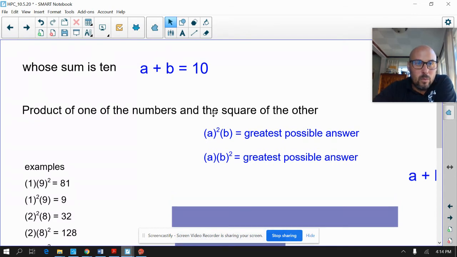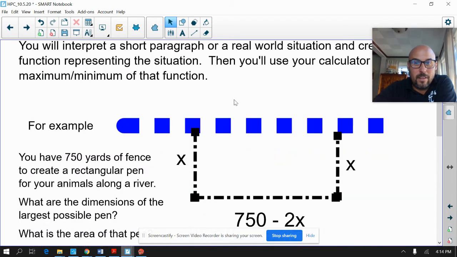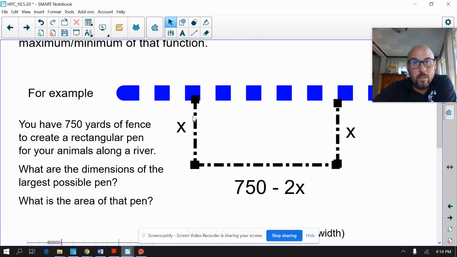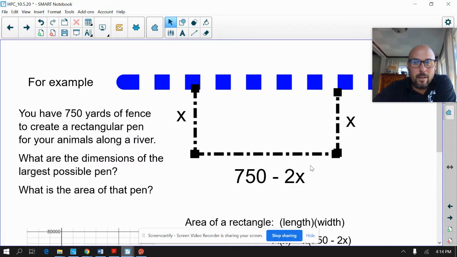And you do that. Actually, we did that with the fence problem. There were really two variables. There was this dimension and this dimension. So I could call this x and I could call this y. And x times y would equal the area. But I didn't write this as y. I didn't write it as just something new like y, some unknown. I wrote it as 750 minus 2 times x. So I incorporated this first variable.